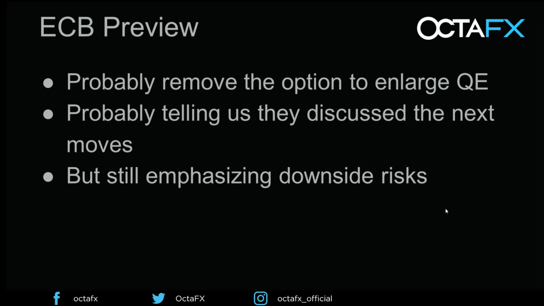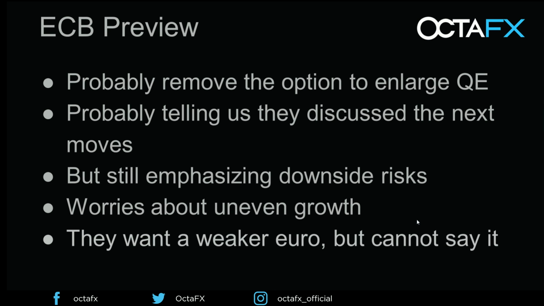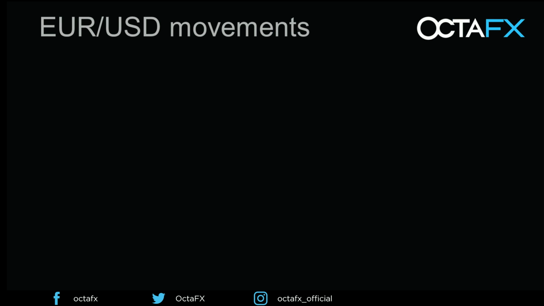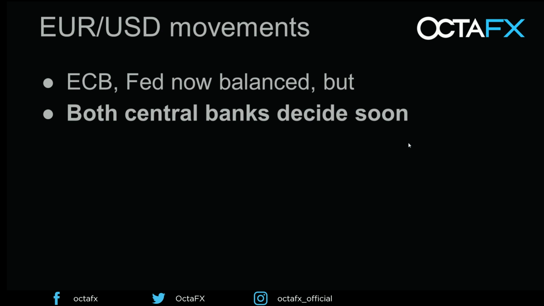On the other hand, again, Draghi would like to keep the euro a bit low, so they might emphasize the downside risks, and they'll probably express worries about uneven growth. Different countries are growing at different rates. All in all, again, they want a weaker euro. They cannot say it because they always say that the exchange rate is not a target, but they do care about it. So, all in all, euro-dollar, the ECB and the Fed are balanced for now, but both central banks make decisions very soon. The ECB today, the Fed next week.